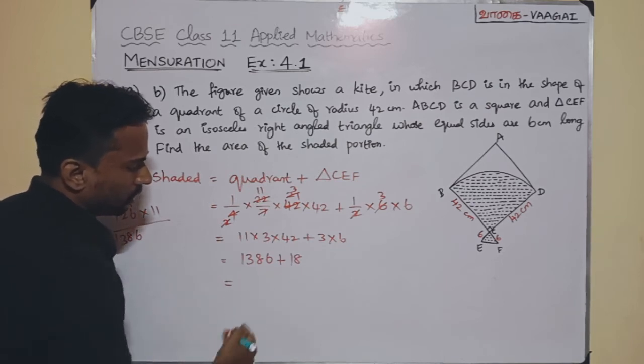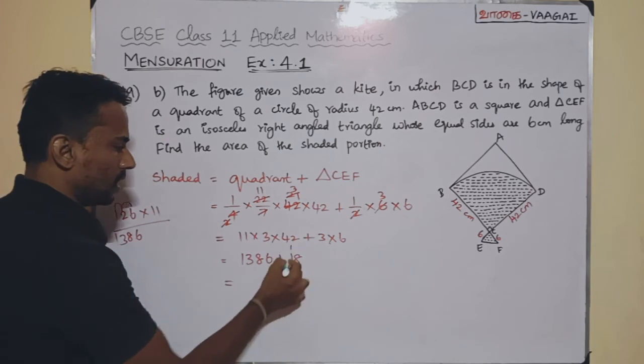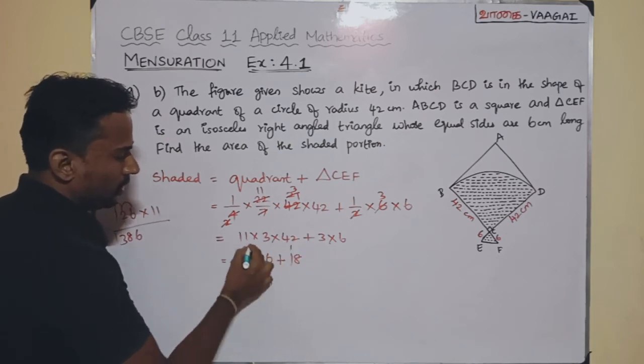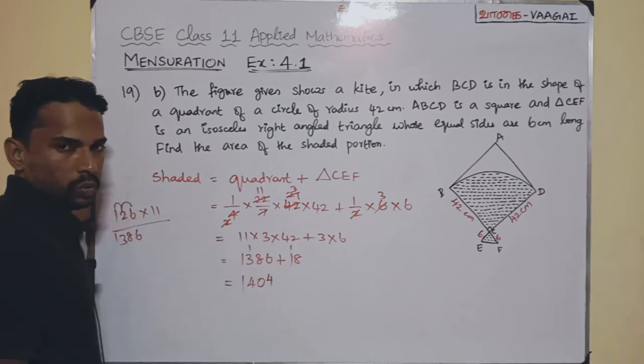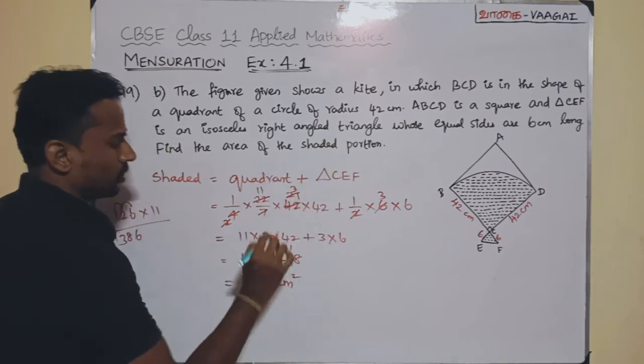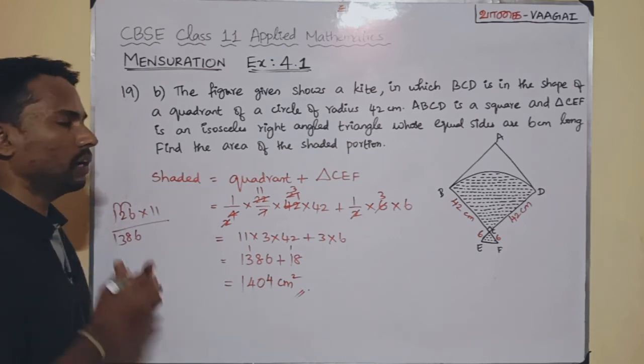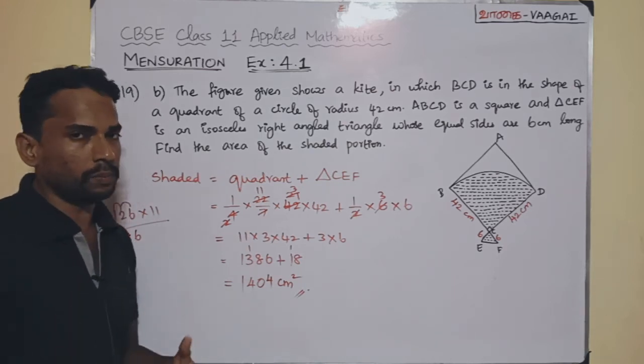So this will be nothing but 6 plus 8 will be 14, 4 and 1 carry. Then 8 plus 1 will be 10. Again 1 carry, 4, and then 1. So 1404. What about the units? Centimeter square. So 1404 centimeter square is going to be the answer for your question number 19, subdivision B.